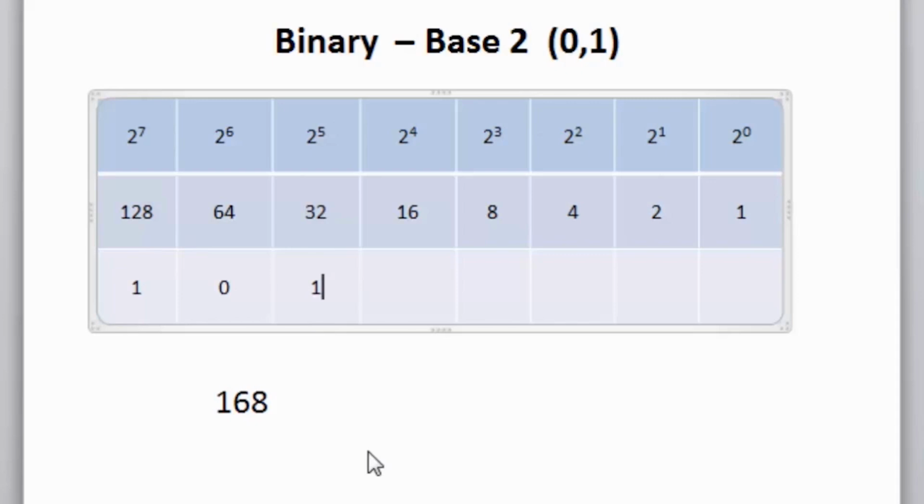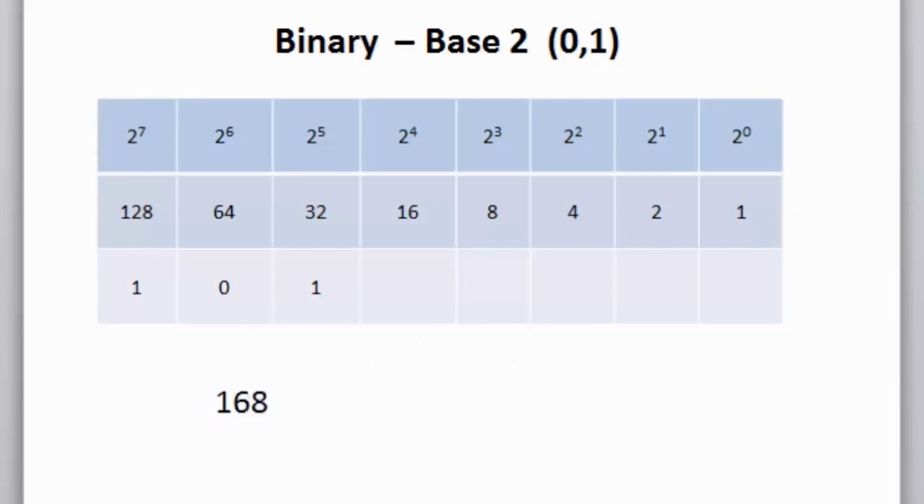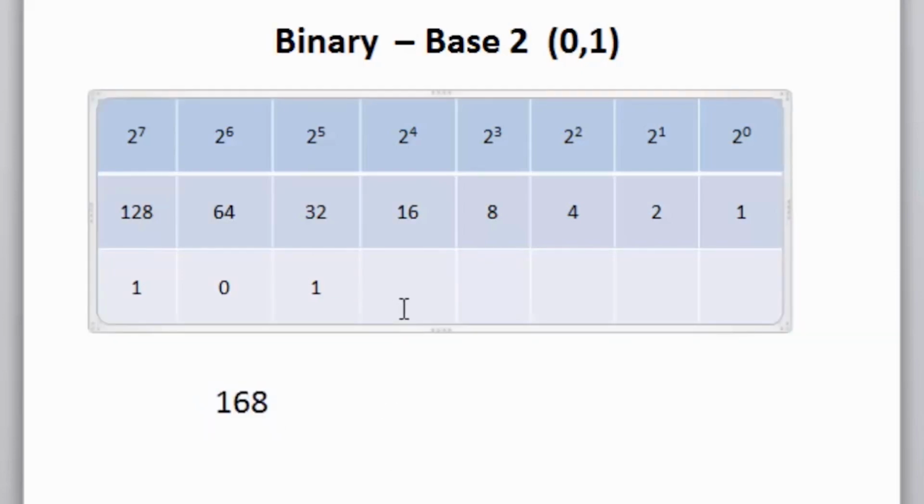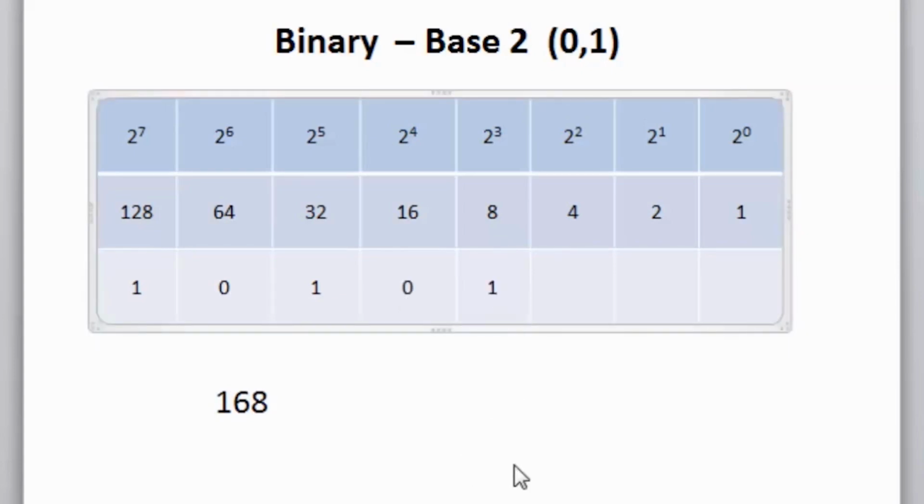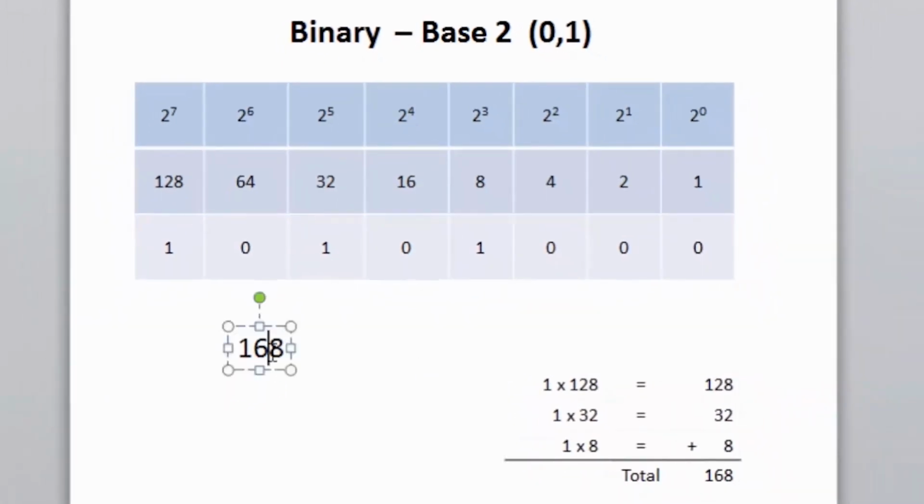Now I have 160. Do I need a 16? No, that would make 176, which would go over my target number of 168. I'll put a 0 here. What about an 8? If I add an 8, I'll hit the number perfectly. 128 plus 32 plus 8 is 168. I'll follow this up with zeros in the 4's place, the 2's place, and the 1's place. And 168 in binary equals 101010000.